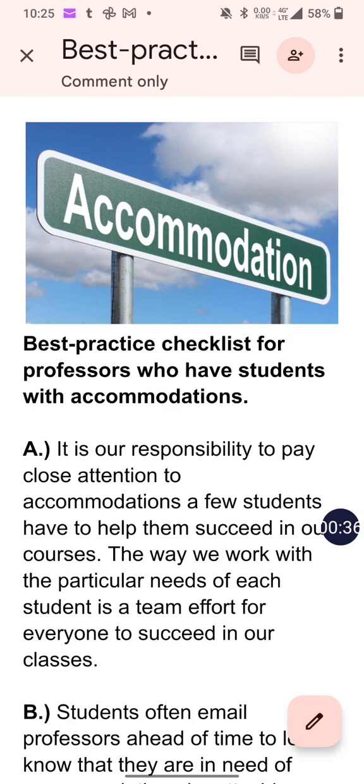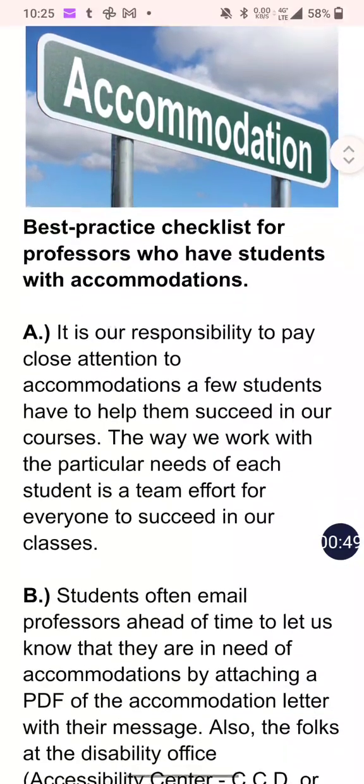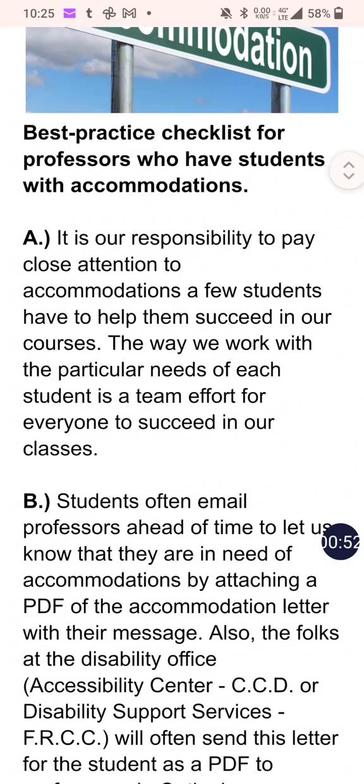Usually, students present with accommodations at the beginning of the semester, which is why I wanted to talk to you about this now. As we go through the list, we need to keep in mind that it is our responsibility to pay close attention to the accommodations of a few students to help them succeed in our courses. This is usually a small number of students. Often, I have one or two students who have accommodations in my classes.